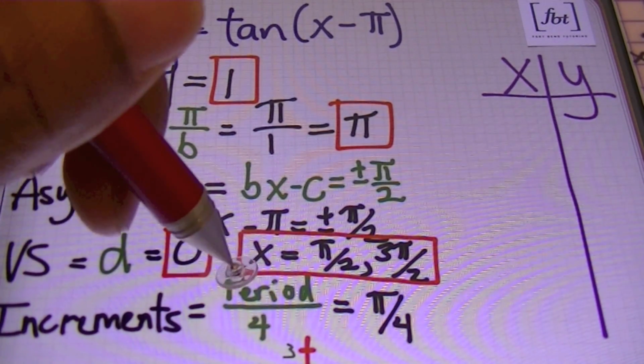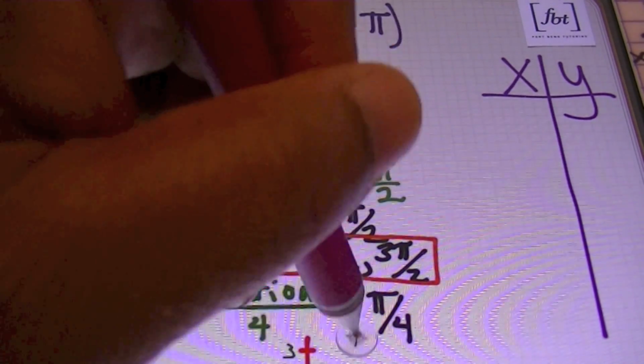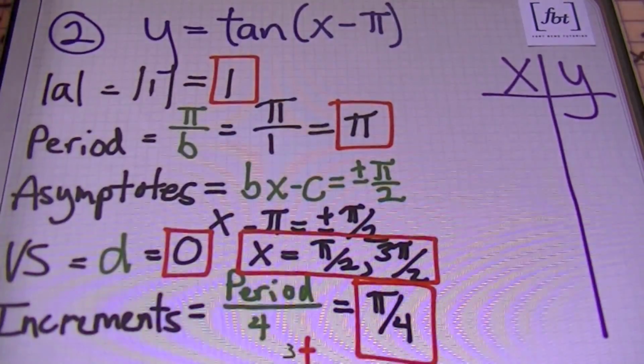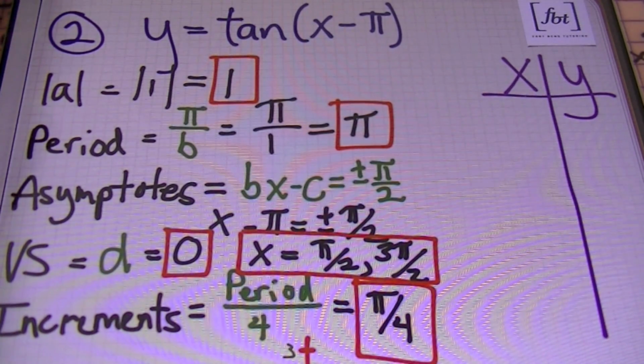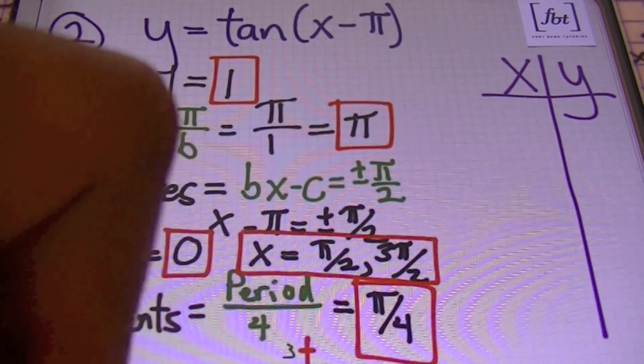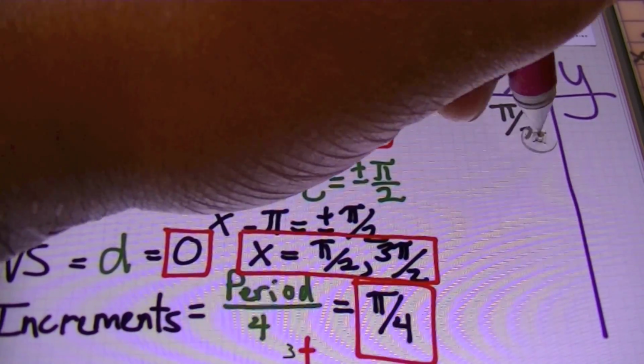And I also know that my increment, what's going to help me get other values on the XY chart, is going to be pi over 4. So these are the values that I have thus far. From here, ladies and gentlemen, we're going to go ahead and fill out our XY chart, starting with the value of pi over 2. Remember that we're going to start with that first. So I have my first value, which is pi over 2.